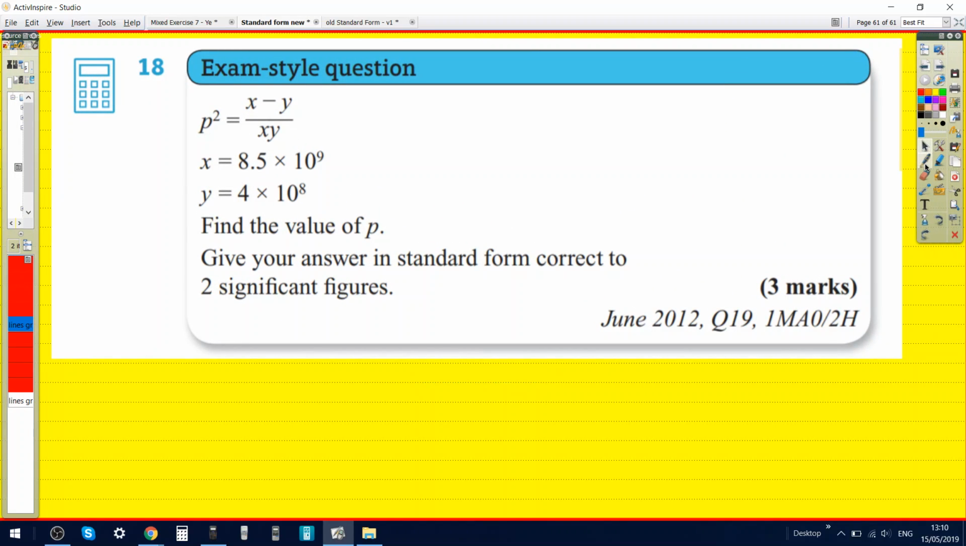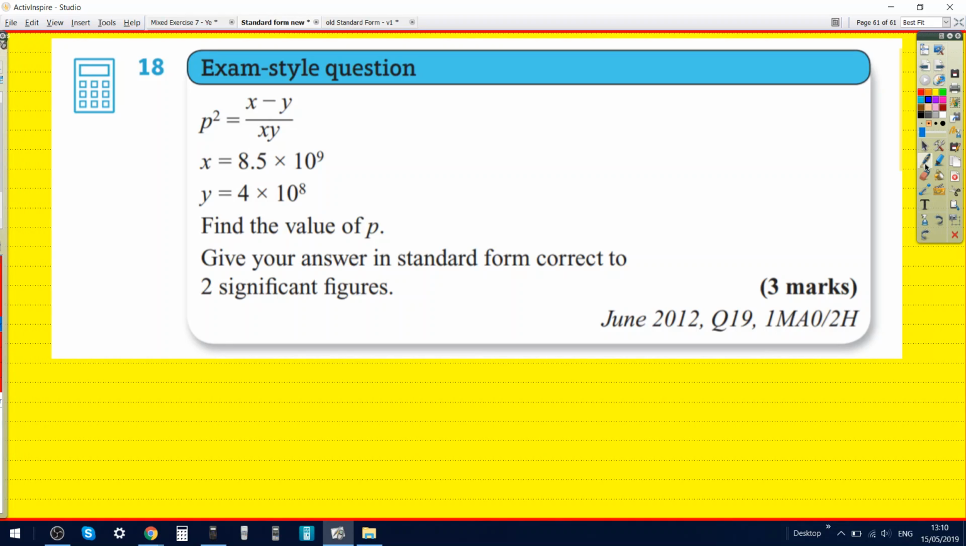So this is a calculator question, right? Okay. So x is basically going to be 8.5 times 10 to the power of 9, take away 4 times 10 to the power of 8. Oh, there's a fraction. So I don't know.